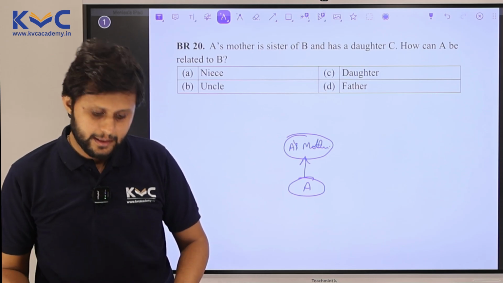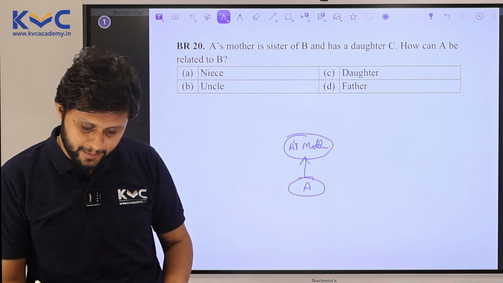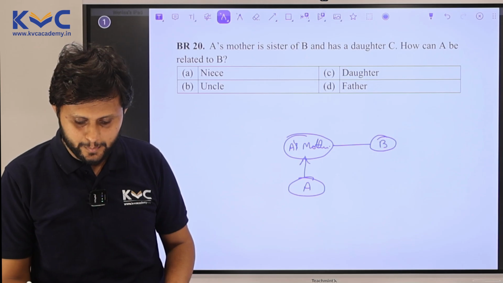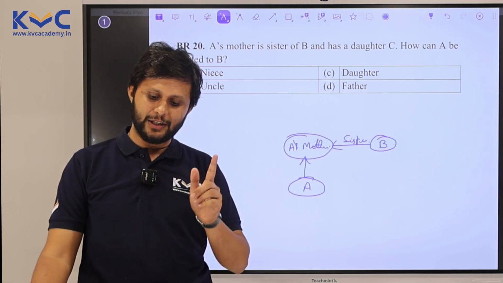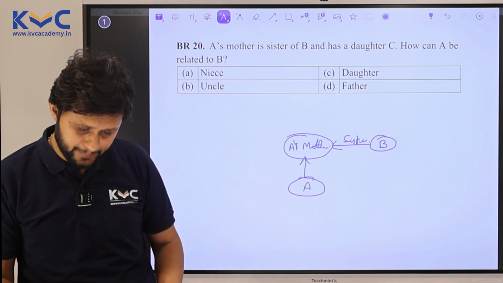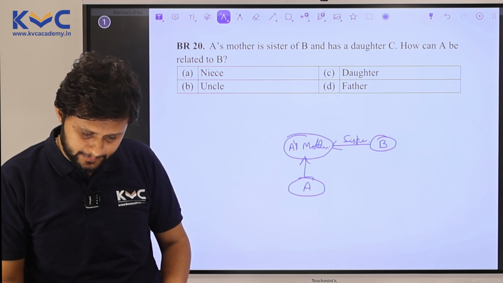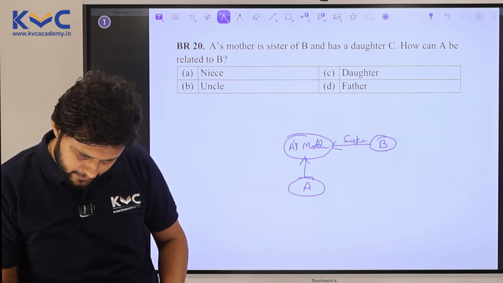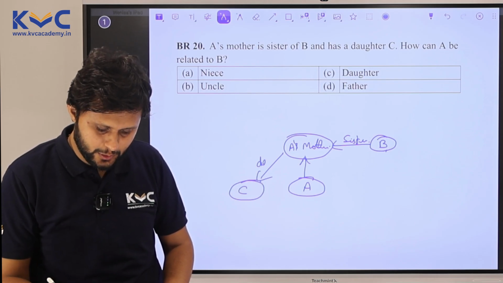Okay. Is sister of B. So we have B. We have sister. And A's mother has a daughter C. A's mother is sister of B and has a daughter C. Here, this is the daughter.